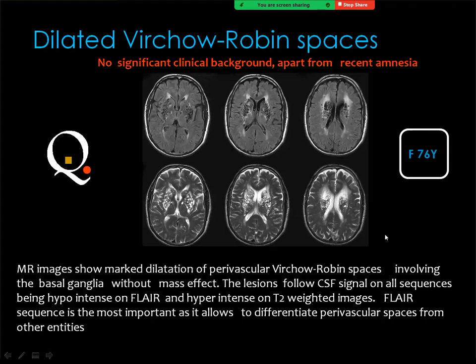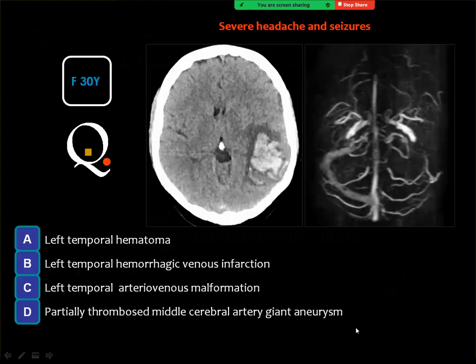and this should not be misdiagnosed as infarctions or as MS plaques, for example, if the patient is young. But the location of the lesions in the brainstem, in the basal ganglia, in the high parietal areas, and the appearance of the lesions having CSF signal in all pulse sequences are diagnostic of dilated Virchow-Robin spaces.